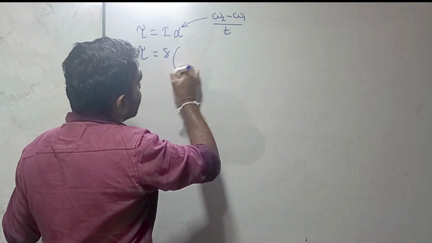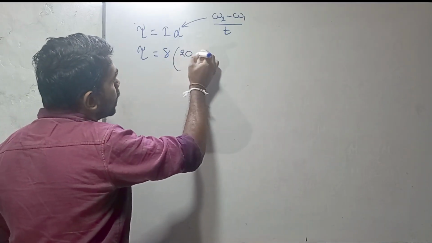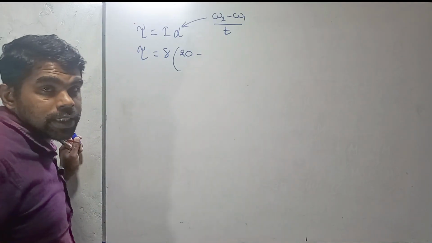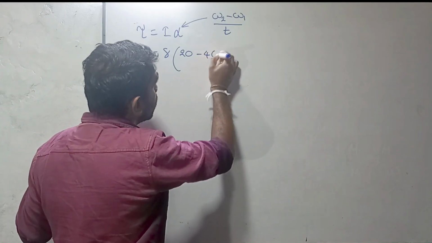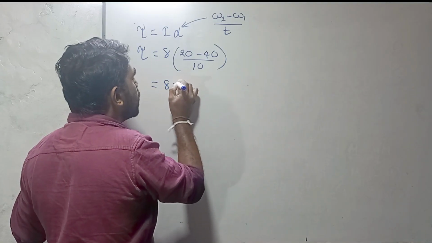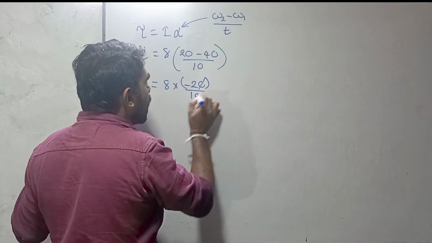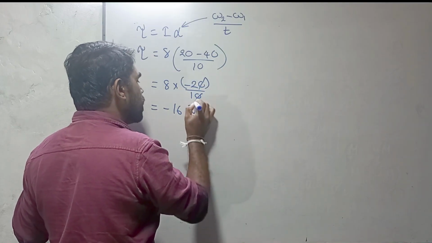Then we can substitute it. Omega 2 is the final angular velocity, 20. Omega 1 is the initial angular velocity, 40, divided by 10. Then we get 8 multiplied by minus 20 divided by 10. The answer is minus 16 Newton meters.